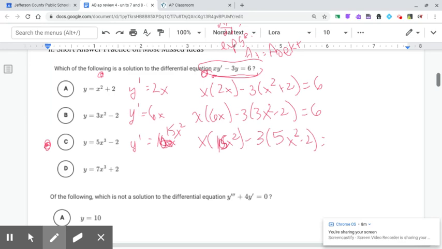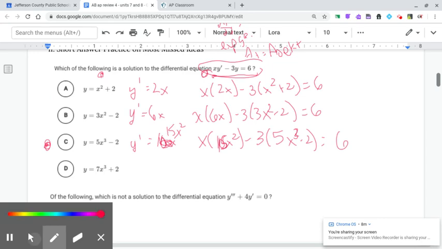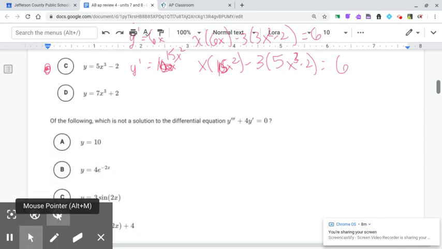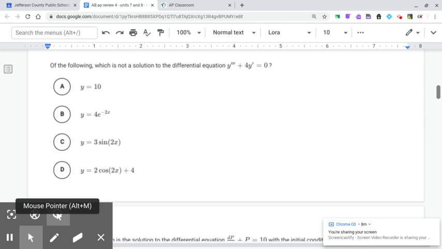Jeez, I'm really having my issues. 15x cubed minus 15x cubed plus 6 equals 6. So that's the one that's true. All right. Now that you have a feel for that, try this one. You probably need to find y prime, and y double prime for each, and then put into the differential equation.